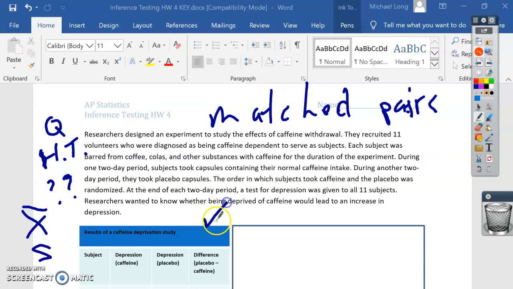And the big key here is to notice that we're looking at the difference. We're comparing subject 1's depression level with caffeine to the depression level with the placebo. And we're looking at this column right here, and this is the important one that we're going to pay attention to as we go on in this problem.